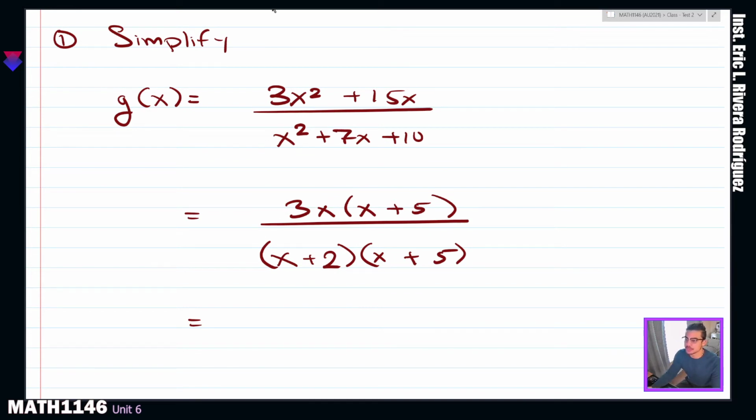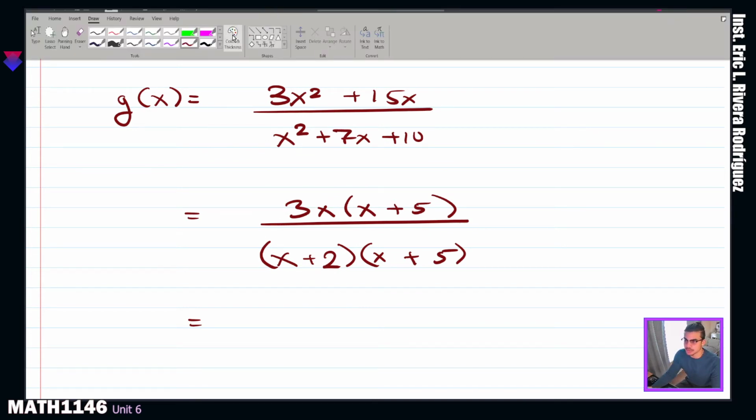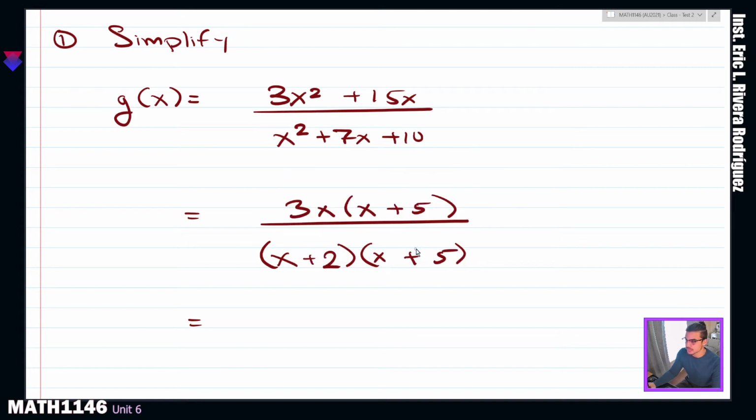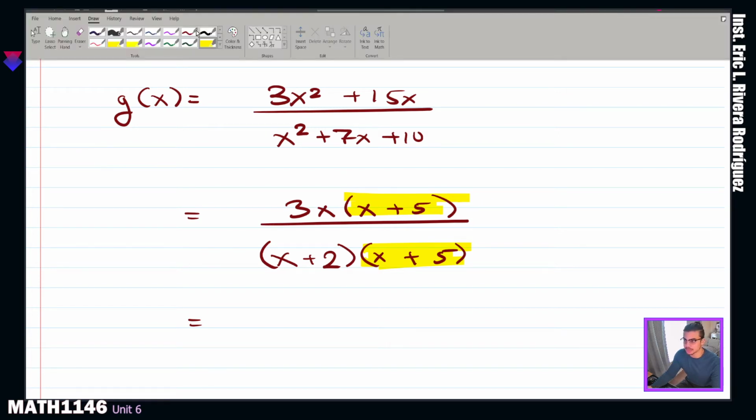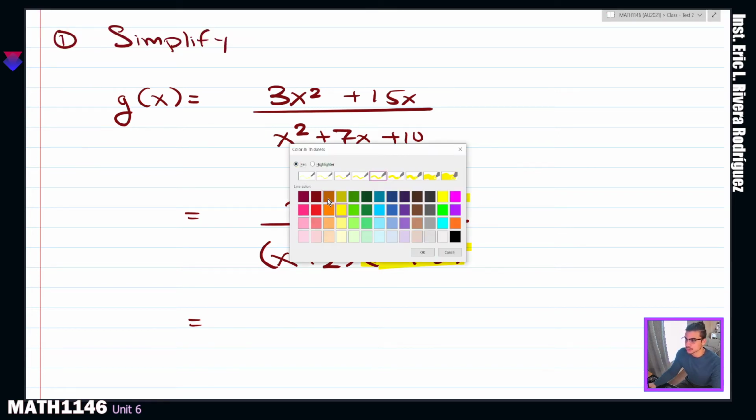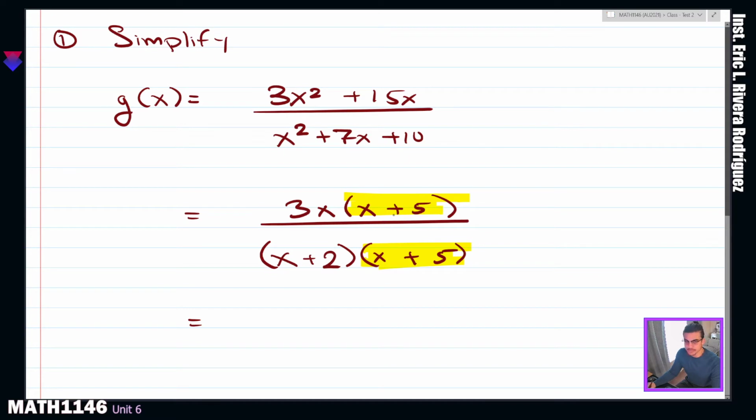Okay, so we have the factored form for both parts of the fraction. And what's important here is that we have a common factor. That common factor is x plus 5. So what's going to happen with x plus 5? Because we have a common factor, we can cancel it. So we cancel x plus 5, and now the simplified version of the function that we are working with is 3x over x plus 2.